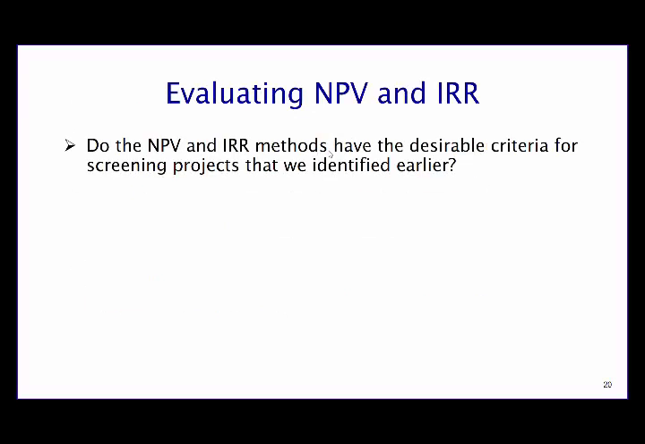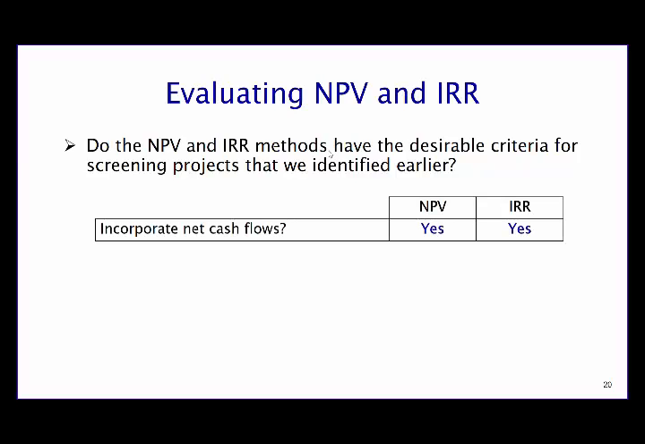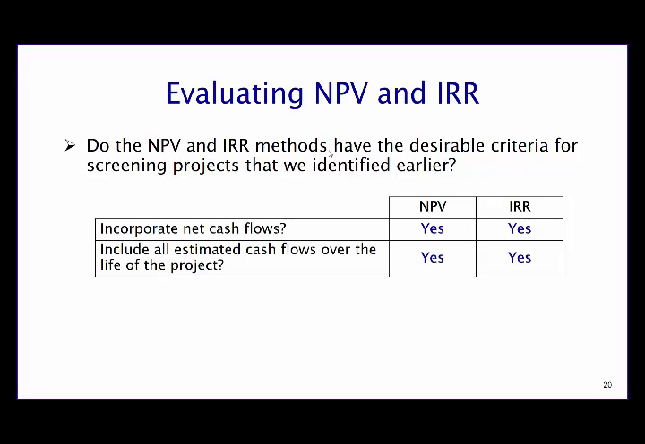Now, let's finish this section by looking at the NPV and IRR methods in relation to the desirable criteria that we spelled out in the first video. At the end of that first video, we highlighted some desirable criteria that methods for evaluating projects should have. The first one we said is that the project should incorporate net cash flows, not accounting measures such as net income. And both NPV and IRR use net cash flows. They should include all the estimated cash flows over the life of the project. And yes, there's no reason for using anything other than that.